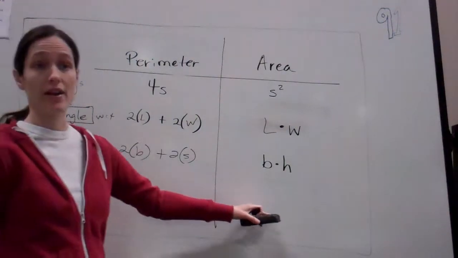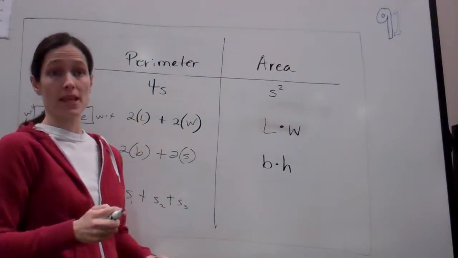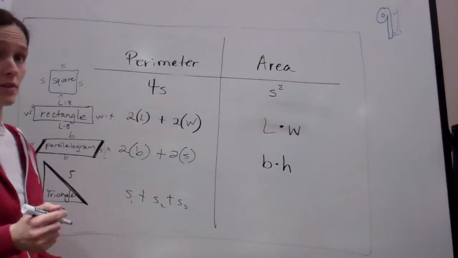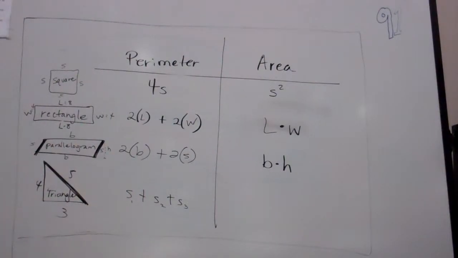All right, let's try area of a triangle. It'd be 3 times 4, right? Because it's length times width? I mean, not the width, but the height times base. Sort of. There's one problem with that.